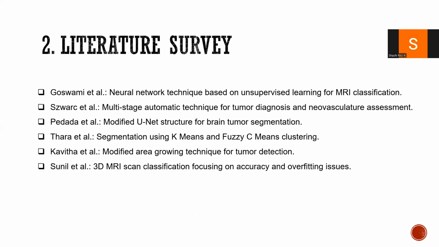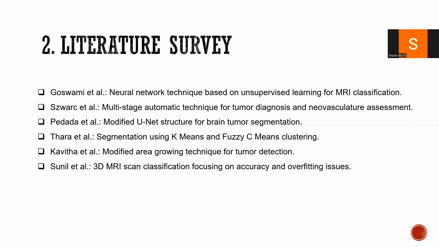Literature survey. These are some of the literature surveys that have been carried out for my work. One is Goswami, from whose work the neural network techniques based on unsupervised learning for MRI classification have been taken. Zwerg, with multiple-stage automatic techniques for tumor diagnosis and vasculature assessment. Pedard, with a modified U-Net structure for brain tumor segmentation. Thara, with segmentation using K-means and Fuzzy C-means clustering.